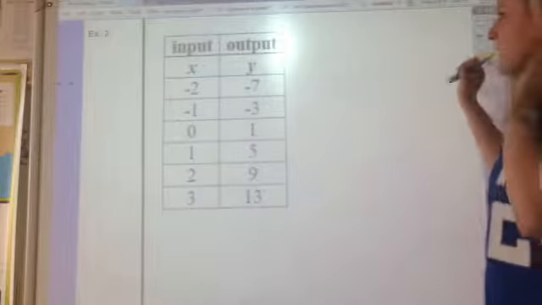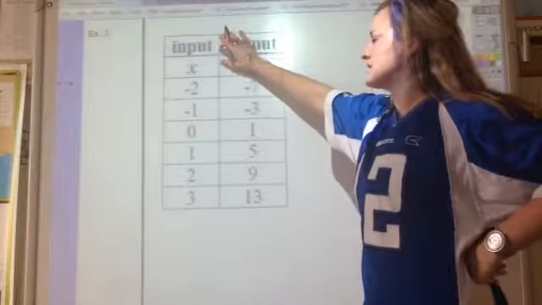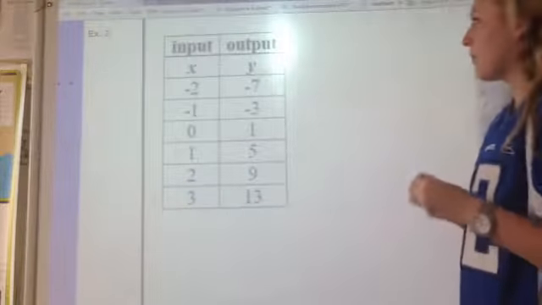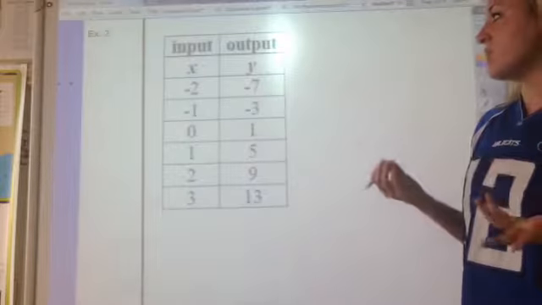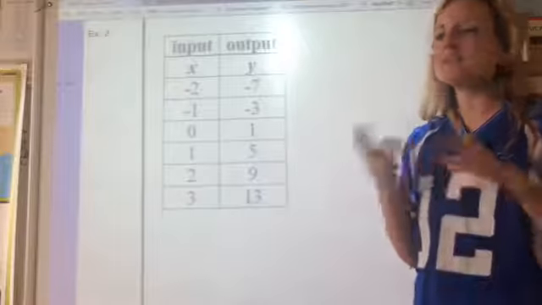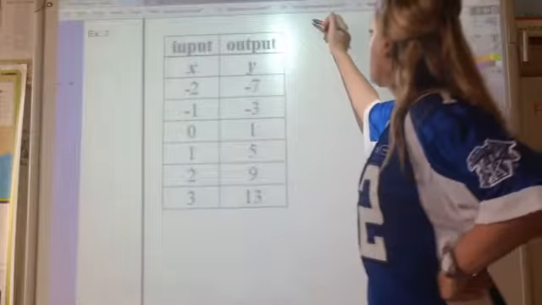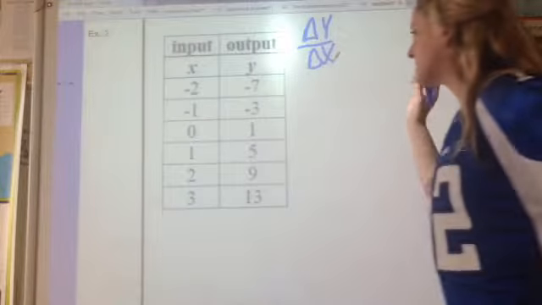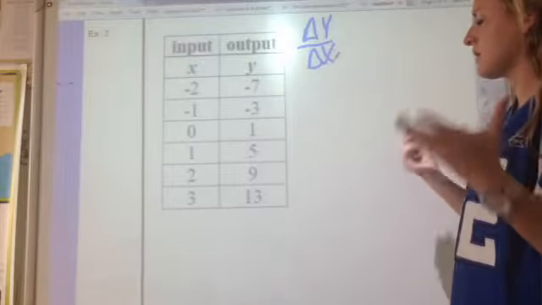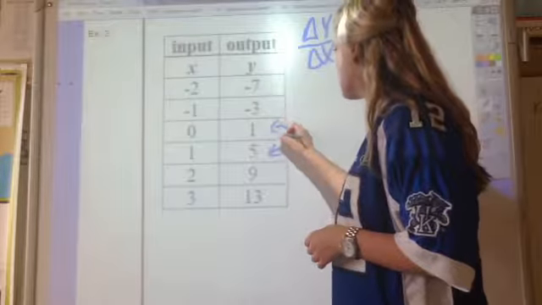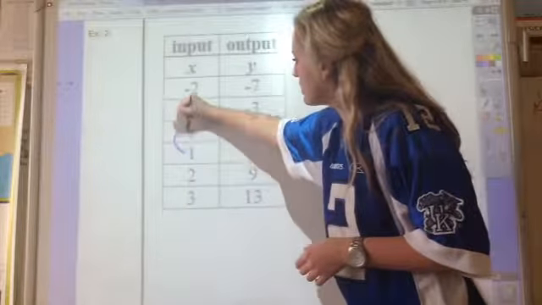All right. What I want to figure out here is if this table is linear. Does it have a linear relationship? So what I need to do here is just find the slope. If the slope is constant throughout, it's linear. If it's not, it's nonlinear. So of course, when I find the slope of a table, it's change in y over change in x. And I can pick any points, it doesn't matter. Let's go ahead and just compare these two.